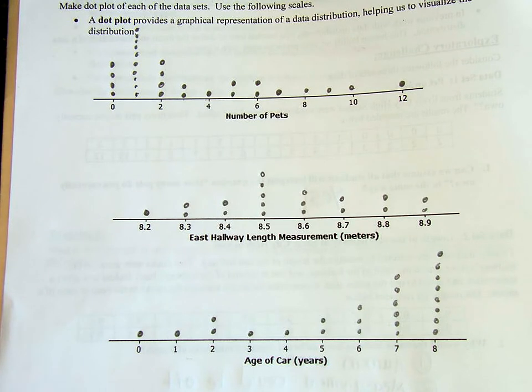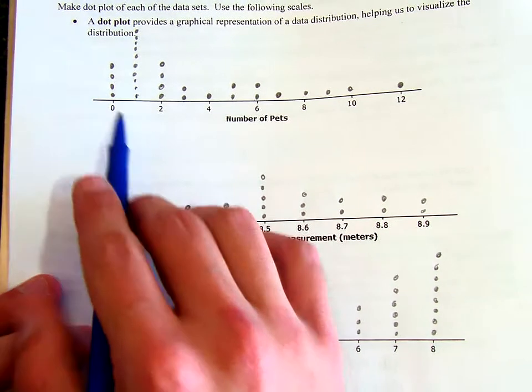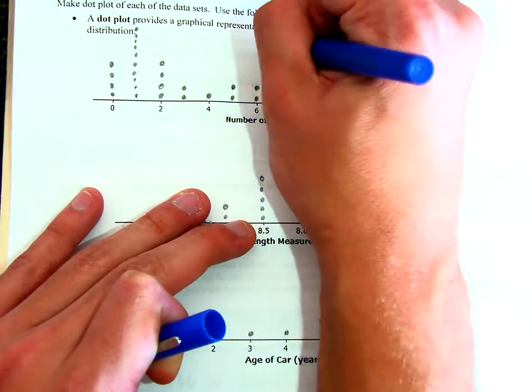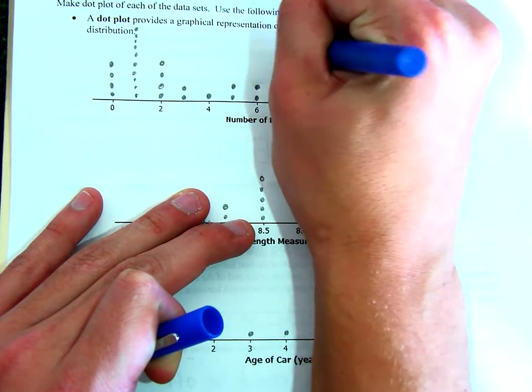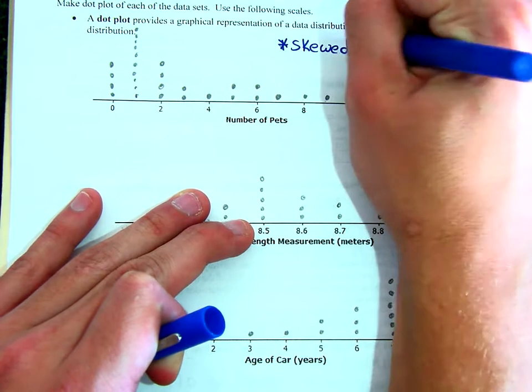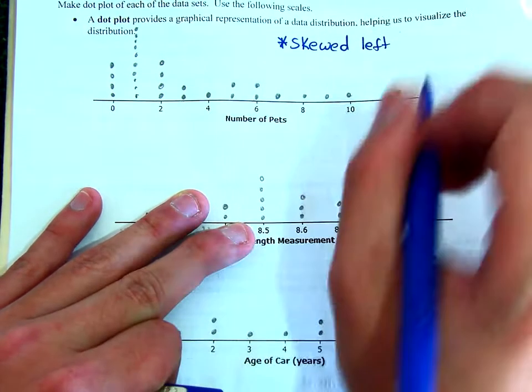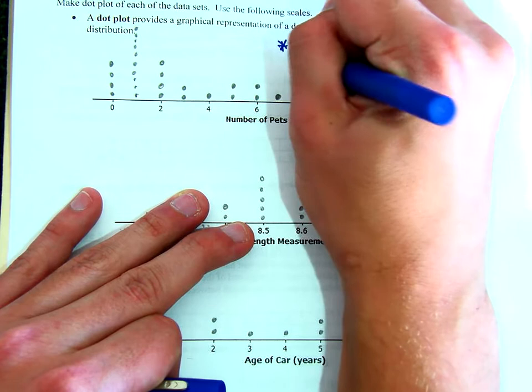Now what we're going to look at is whether they are skewed or whether they are symmetrical. If they are skewed, that means that most of the data is either to the left or to the right. So looking at our first example, the number of pets, most of our data is to the left. So this one is going to be skewed left, and we can say that the tail end is to the right.